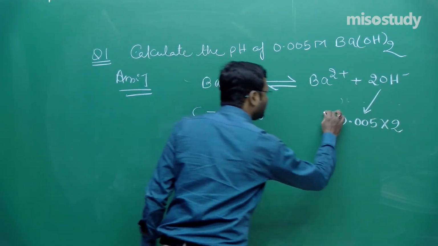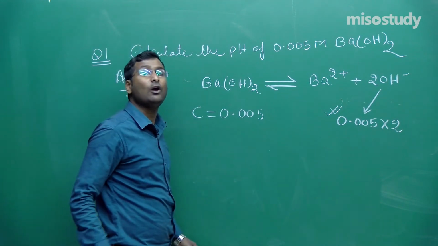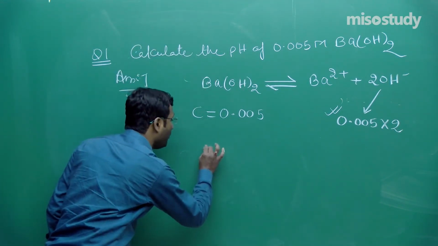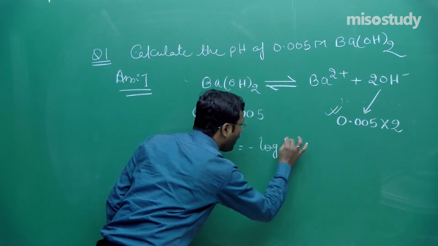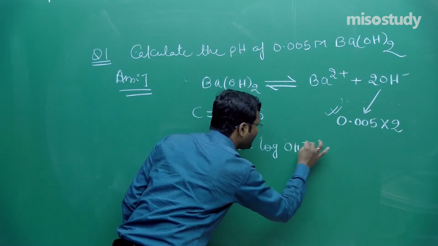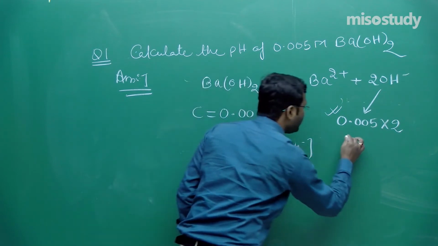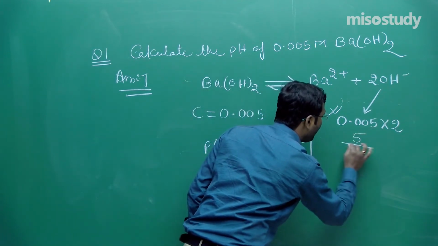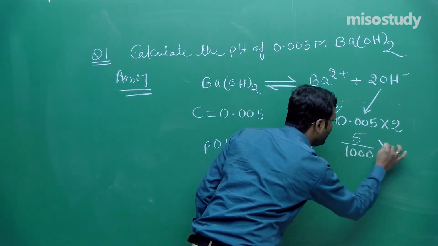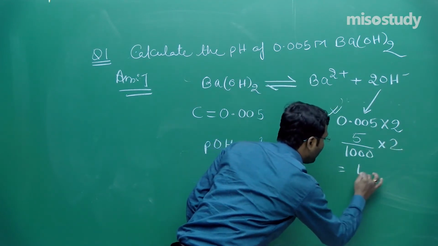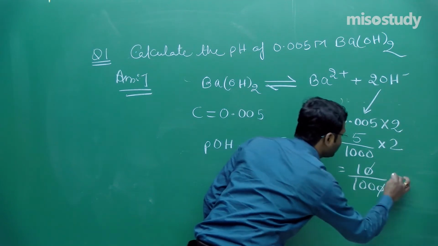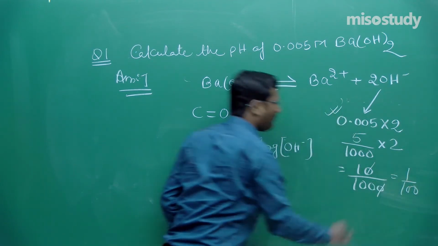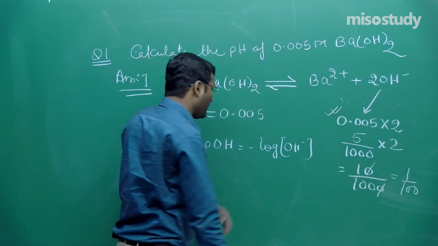Now put this value, we will get POH. As we know, POH is equal to minus log OH ion concentration. Now solve this. We can write 5 upon 1000 into 2. 5 twos are 10 upon 1000. This will cancel, so that is 1 upon 100. Are you getting my point? That is 1 upon 100.